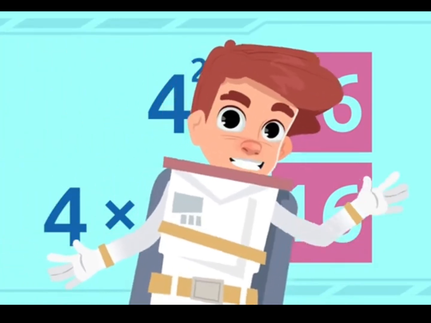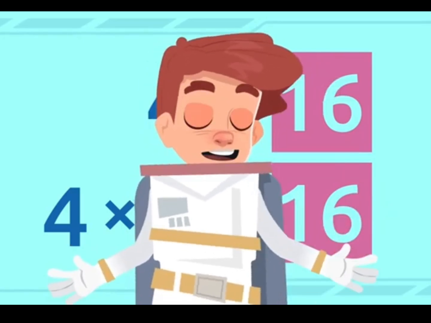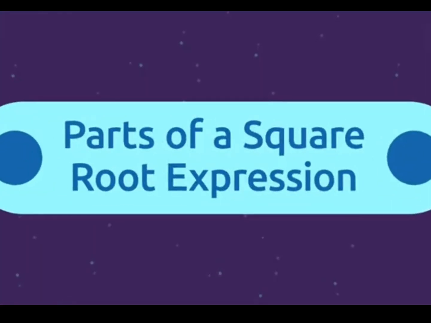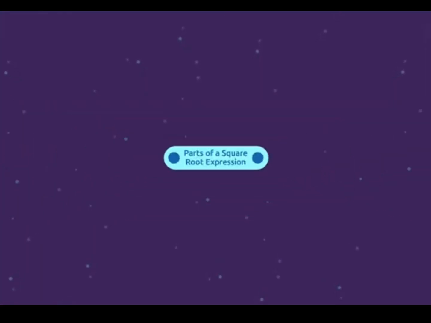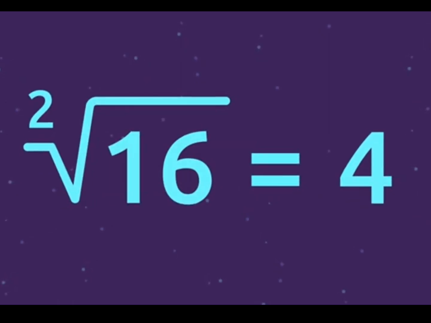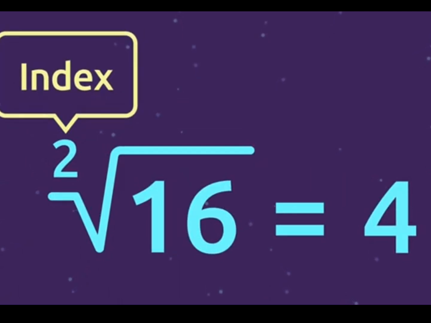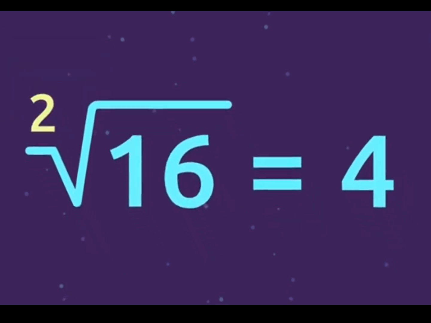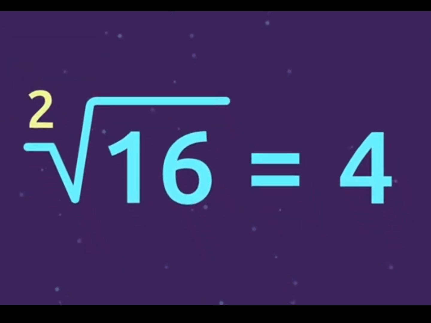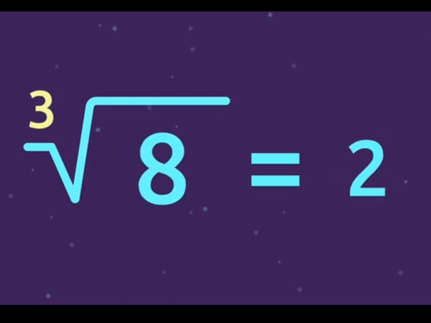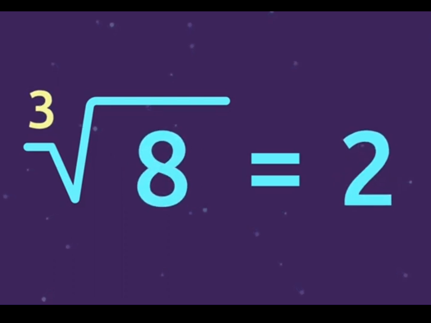But what are the parts of a square root expression? Let's have a look. A square root expression is made up of these parts. The first part is the index. In our case, we are looking for the square root, so our index is the number 2. We can also find other numbers in the index depending on the type of root it is. For example, if we see 3, it will be a cube root.